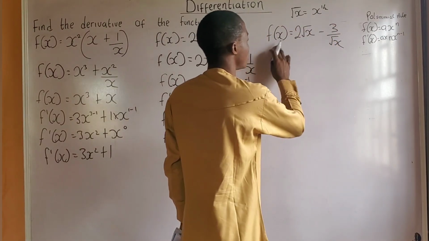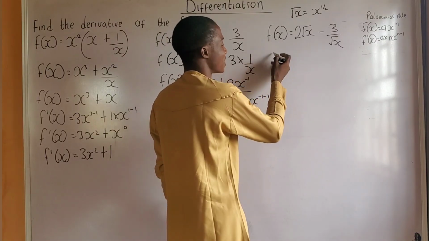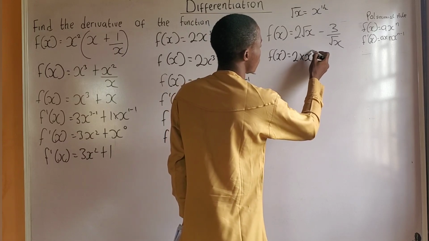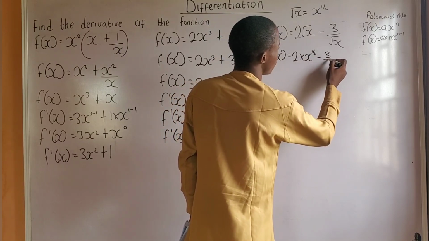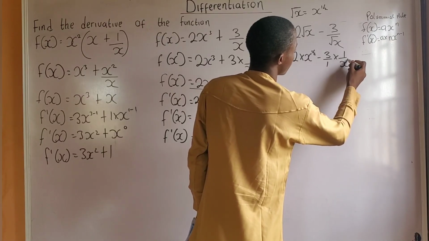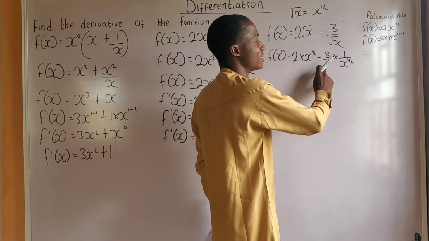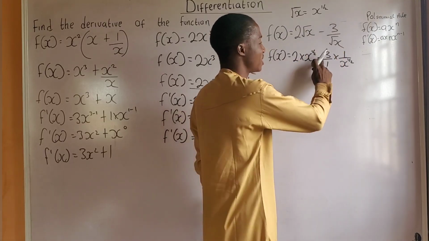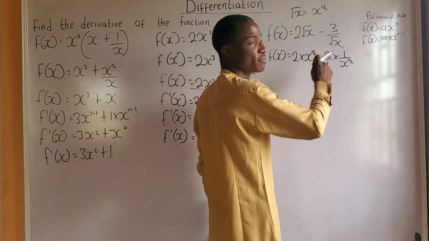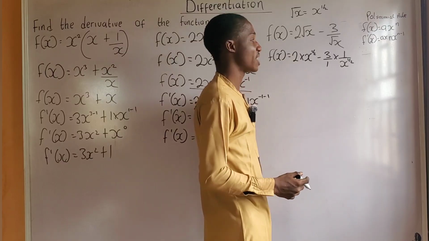So let us rewrite the function f(x). f(x) is equal to 2 times x raised to the power of 1 over 2 minus 3 over 1 times 1 over x raised to the power of 1 over 2. Are you getting it? What I have here is still the same thing. 3 over 1 is still 3, right? 3 times 1 will give me 3. Yes. 1 times root x will give me root x. So if you multiply this by this, you're still going to have 3 over root x.